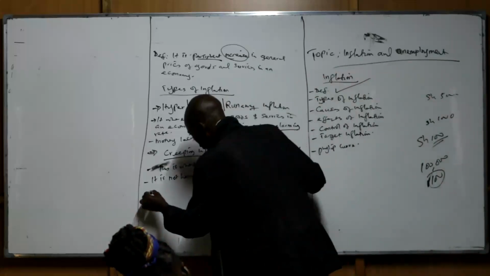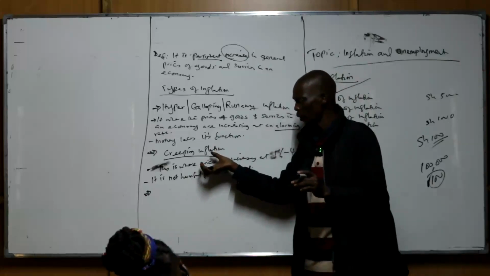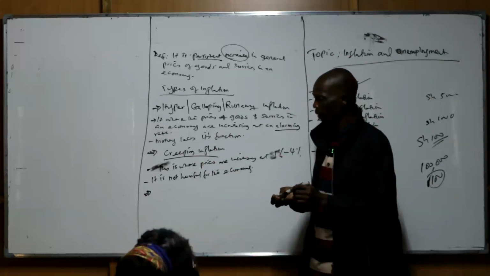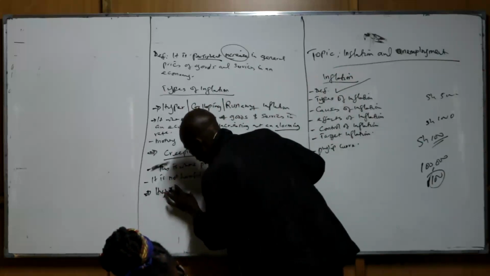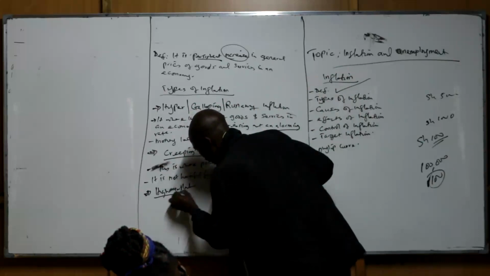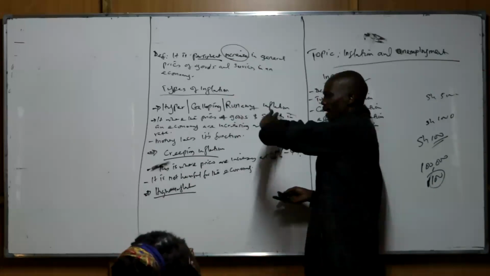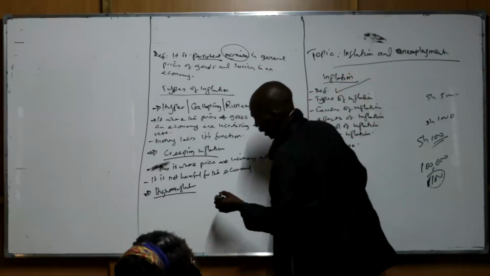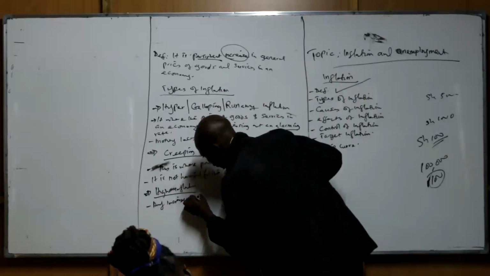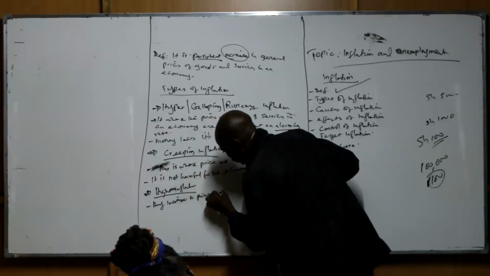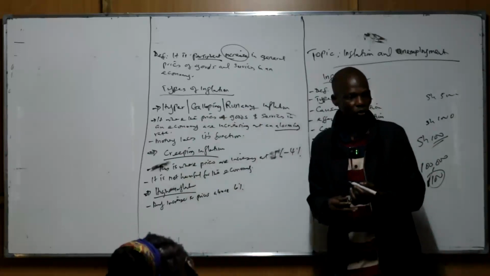Now we also have what we call high inflation. When we move from creeping inflation, then you can also have high inflation. High inflation is any increase in prices above 6%. When it reaches around 50%, 100%, then we talk about hyperinflation. So any increase in prices above 6% is considered to be high.